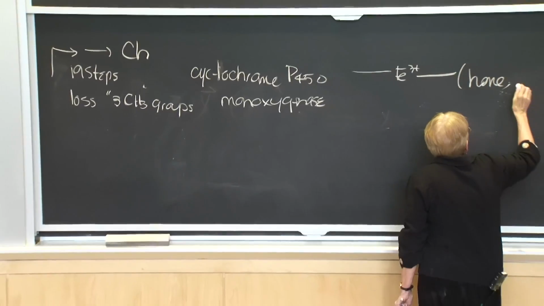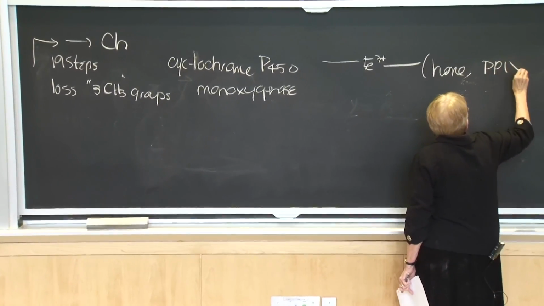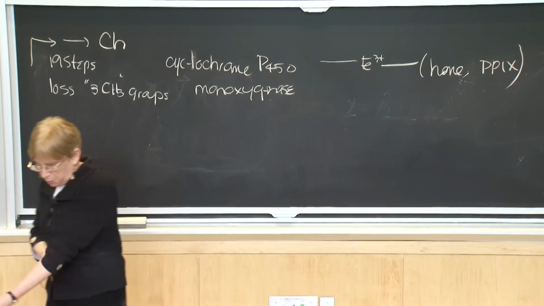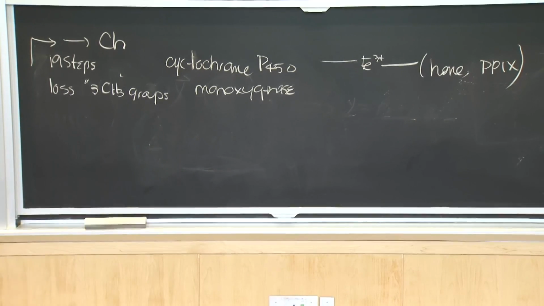And for those of you who don't remember what heme is, we're going to be talking about this in more detail in the section on reactive oxygen species. It's a protoporphyrin 9. It's what you see in hemoglobin. It's the exact same cofactor you see in hemoglobin.